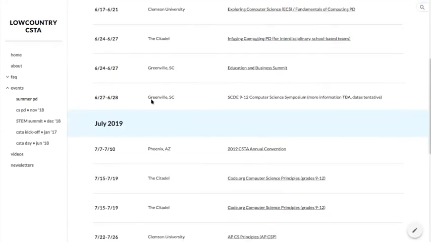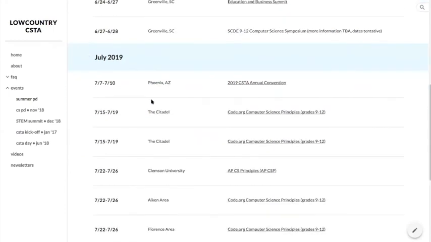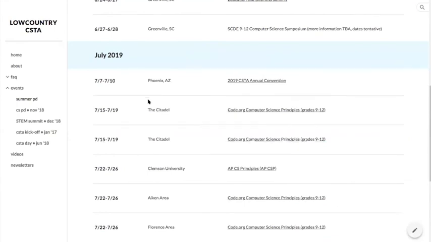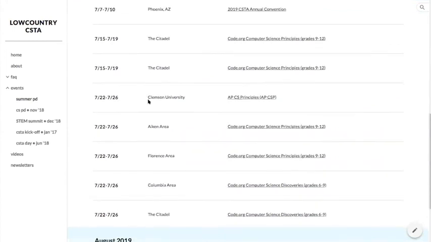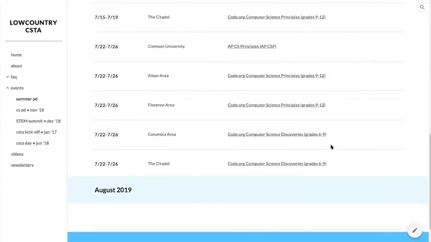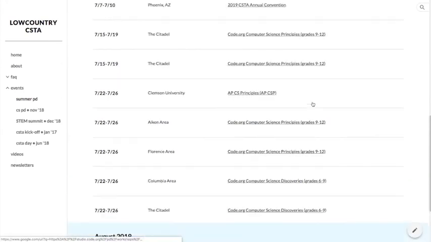I do know that some of these opportunities are filling up fast. Some of them are state funded, some of them are not free. So for example, the code.org CS Discoveries professional development, and Jen, correct me if I'm wrong, there is a fee to enroll in the middle school training, but the high school training is free.